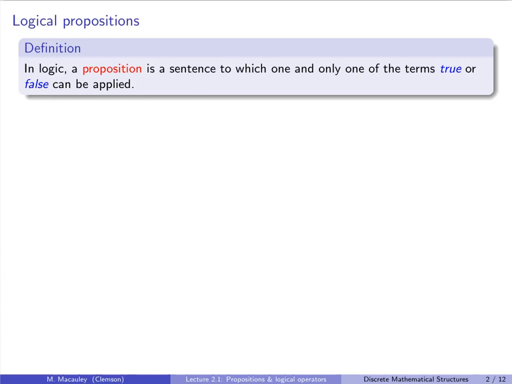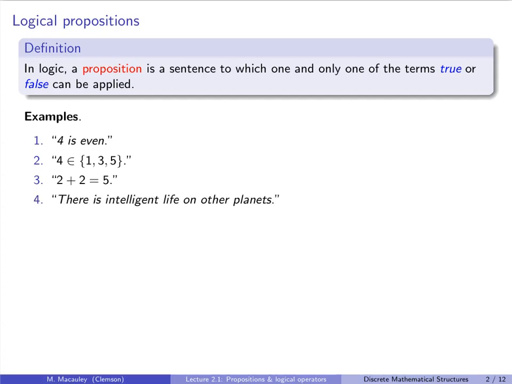Let's do some examples of propositions in logic. 4 is even. That is true. 4 is in the set containing 1, 3, and 5. That is false. 2 plus 2 is 5. That is false. There is intelligent life on other planets.